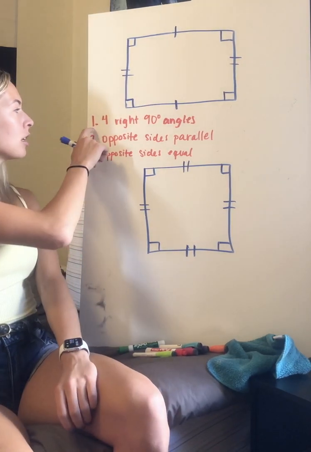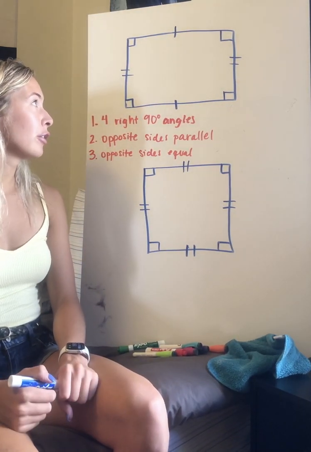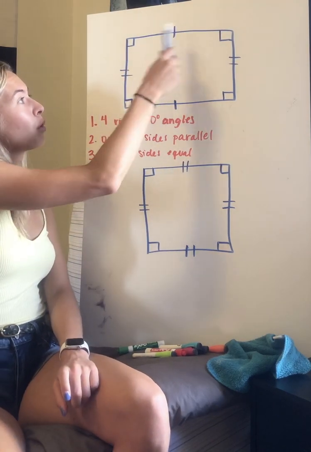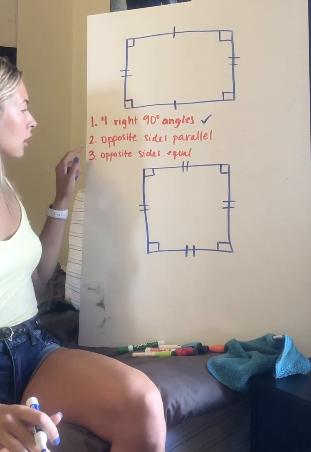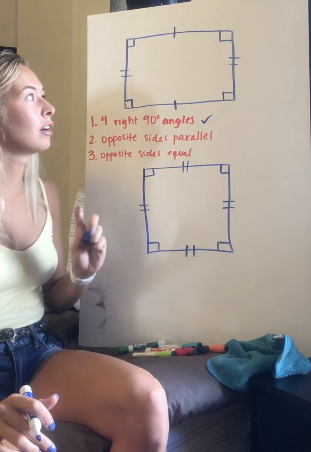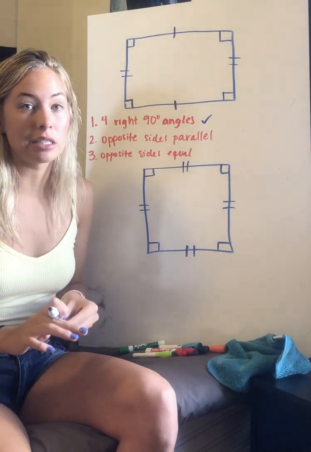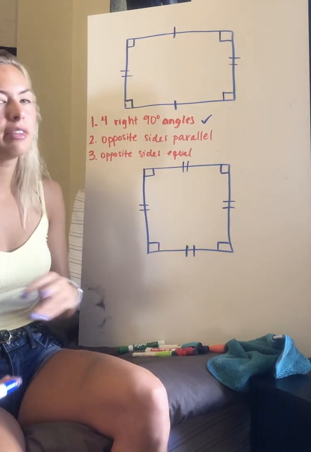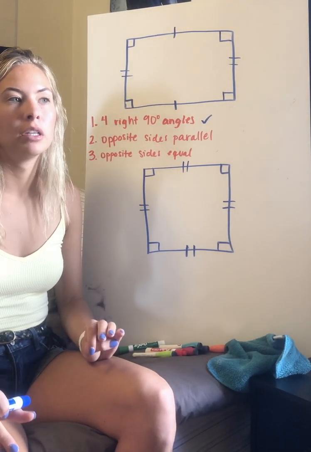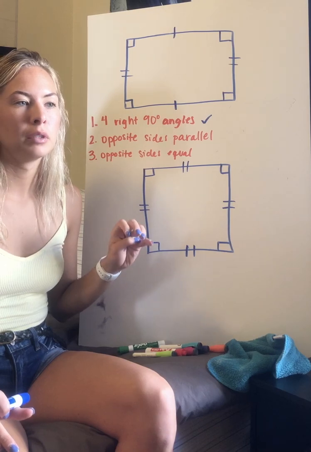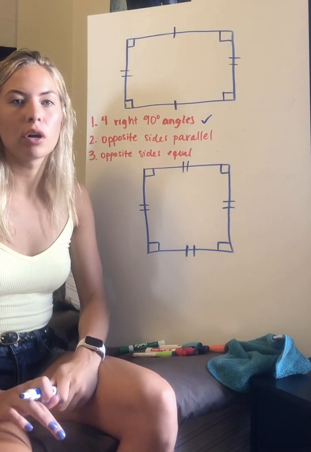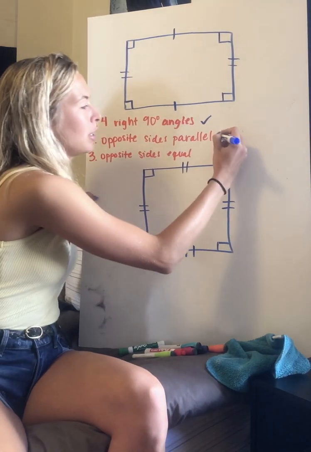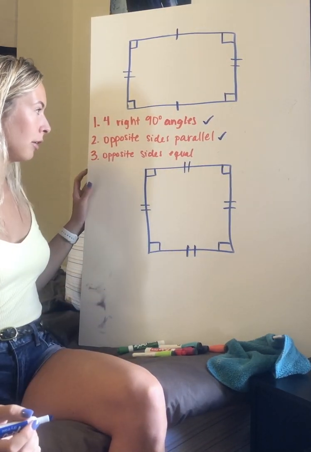So let's check first. Number one, for right 90-degree angles. Do we have that in all four corners? Yes. So that's checked off. Number two, opposite sides parallel. Now in this one, it's really easy just to see that the opposite sides are parallel and they will never intersect. We'll use this a little more later in the module with different quadrilaterals. So in this one, we know that opposite sides are indeed parallel.